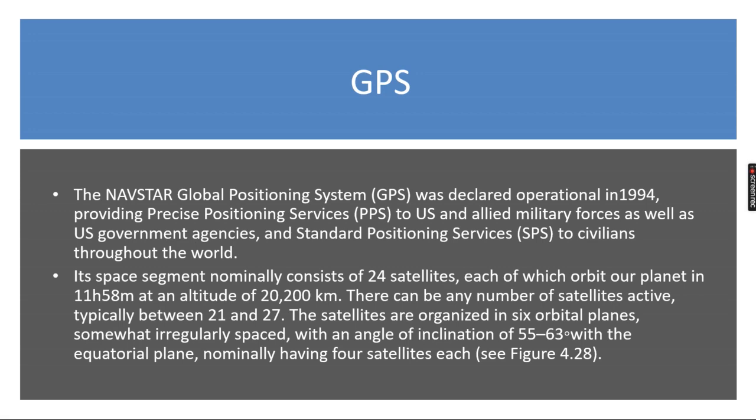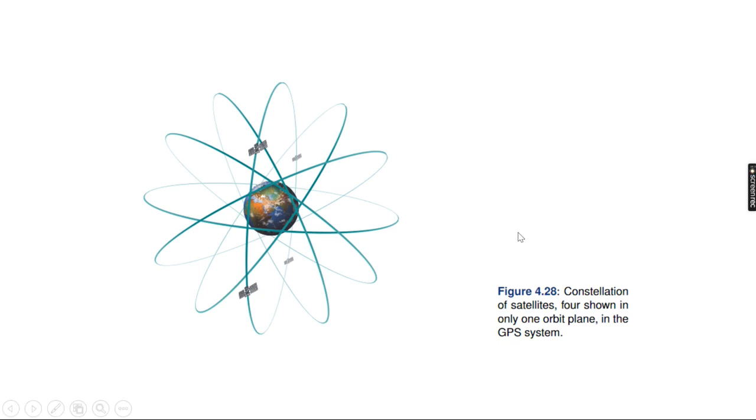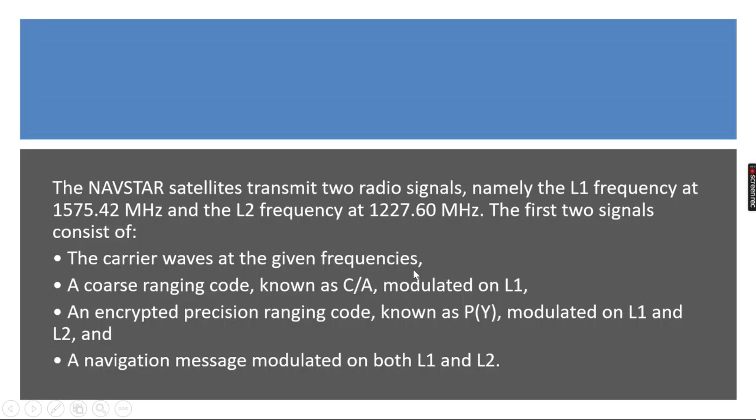The satellites are organized in 6 orbital planes, somewhat irregularly spaced and with an angle of inclination of 55 to 63 degrees from the equatorial plane, normally having 4 satellites each. If you see this diagram, just one orbit is shown. In that one orbit we have 4 satellites, and these 4 satellites are revolving. In the same way, we have 6 or more orbits around the surface of Earth.